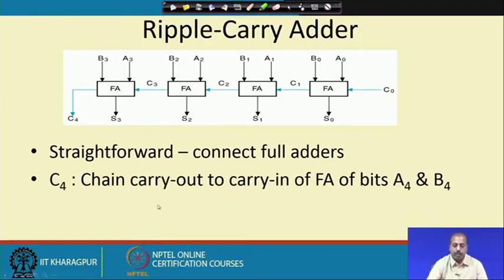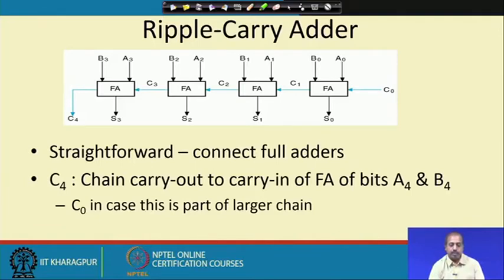So, C4 is the chain carry out to the carry in of the full adder of bits A4 and B4. If we have the next stage with A4 and B4, we can chain it to the next stage. And C0 in this case is part of a larger design. So, if it is coming from another such adder, then C0 may be the carry chain output of that adder. Otherwise, we can just set it to 0.